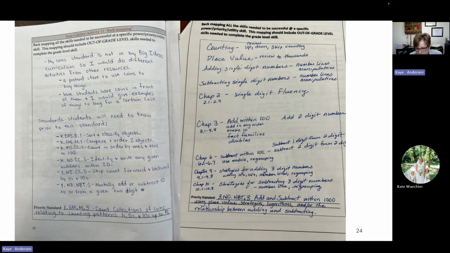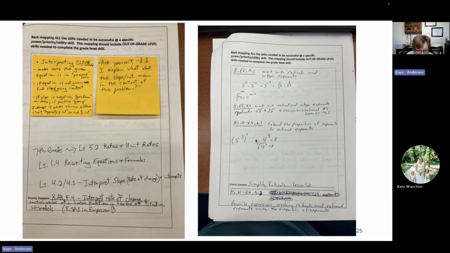Similarly, on the 3rd grade one, you can see that the chapters here tell us where they are occurring. But once we get up to here, here are the 4 skills that they need to know and be able to do prior to starting on the grade level material. Again, here's another example of an 8th grade and a high school that leads you through the same process.